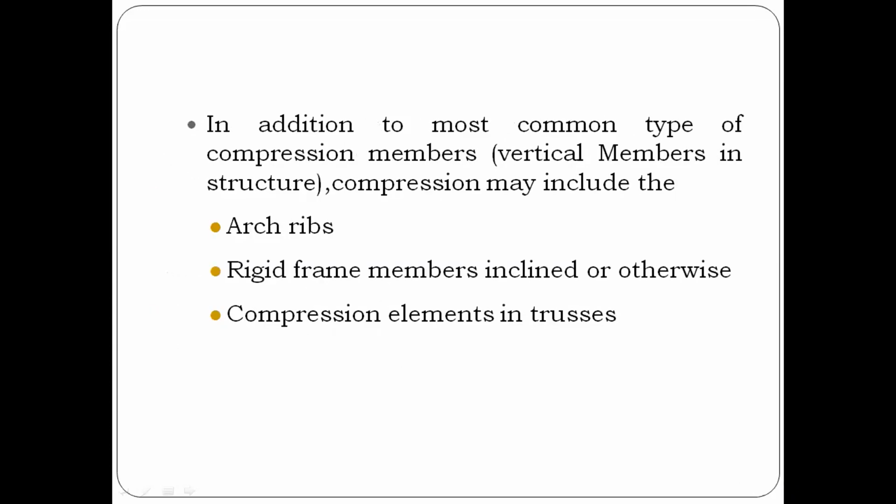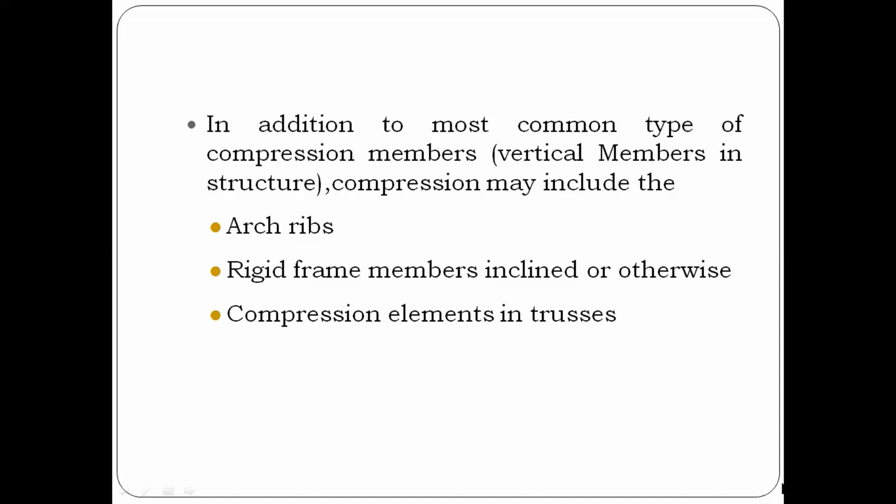In addition, the most common types of compression members: as we know, in buildings, we know the column as a compression member. Apart from that, there is the arch rib. Even in arches, the abutments will be subjected to compression. Rigid frame members, which are inclined or otherwise, and compression elements in trusses, we call a strut.